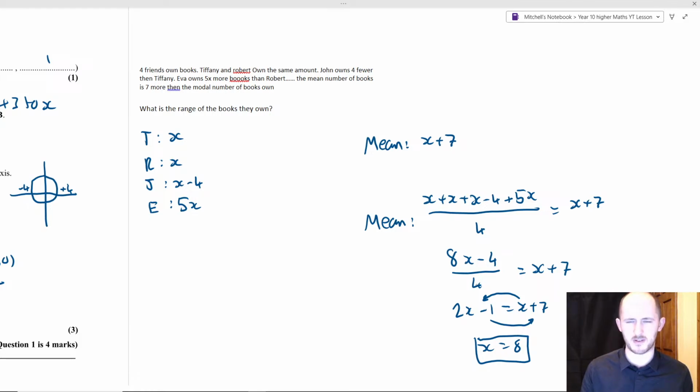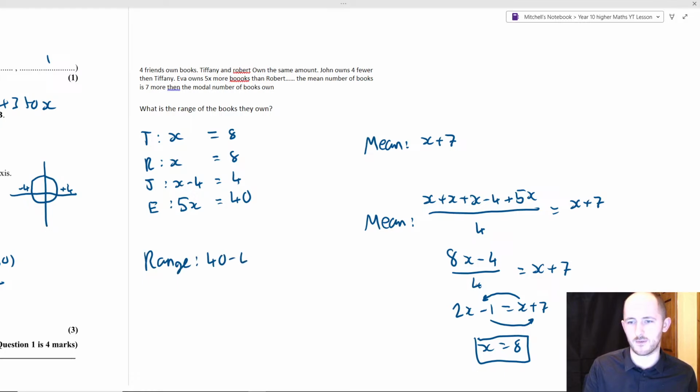Okay, so I'm pretty much done then, right? Because that means Tiffany owns 8. Robert owns 8. John owns 4. And Eva owns 40. So the answer should be, for the range, 40 minus 4 is 36.